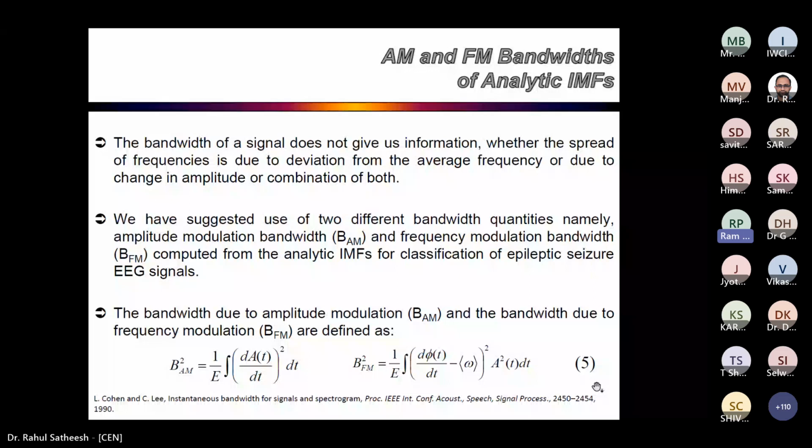These two bandwidths can be defined only for an AM/FM component, and real-life signals are not AM/FM; they are multi-component AM/FM, like wideband signals. So how do we get a mono-component AM/FM signal?